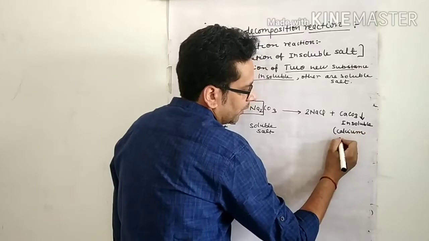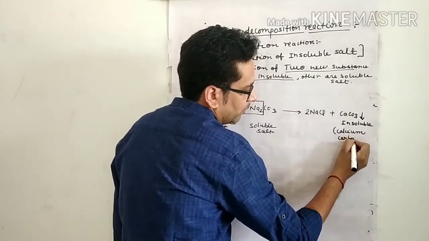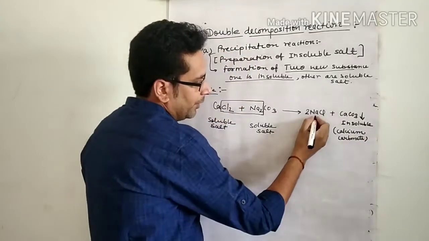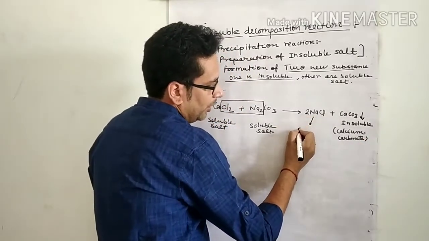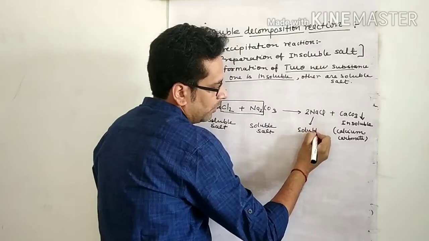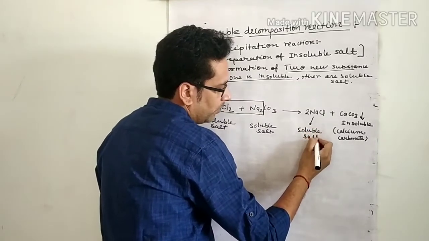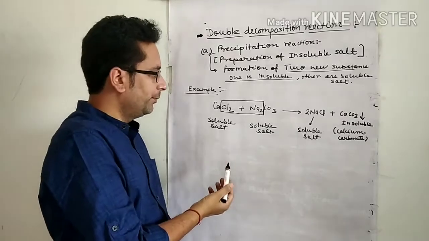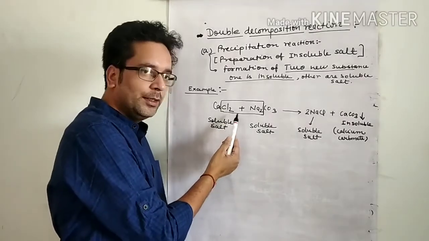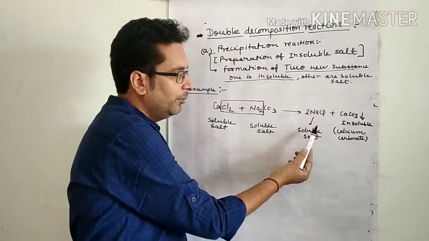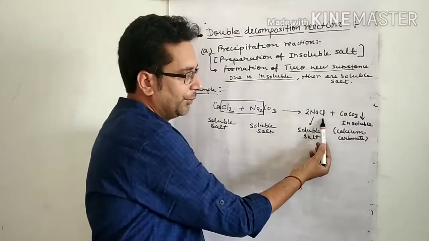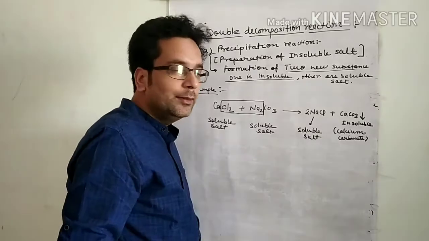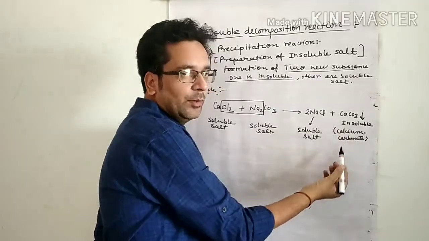Calcium carbonate. It is sodium chloride and it is soluble. Okay, so first example, calcium chloride reacts with sodium carbonate to form two new substances. Look here, two new substances, but out of the two, one is insoluble, that is calcium carbonate.